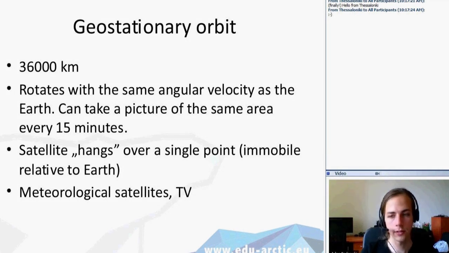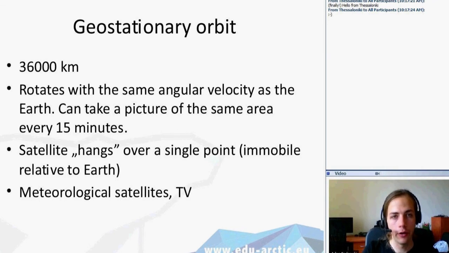The other thing this orbit is used for is TV. For example, when a satellite is supposed to beam European TV, it is placed in a geostationary orbit that faces Europe. Then it can broadcast European TV to Europe, but it cannot broadcast anything to America because it doesn't see America, because it cannot move relative to the Earth.